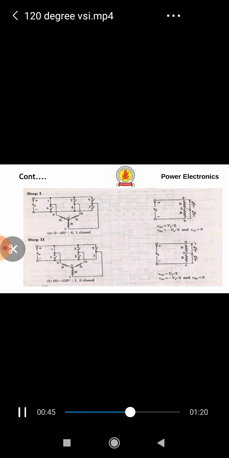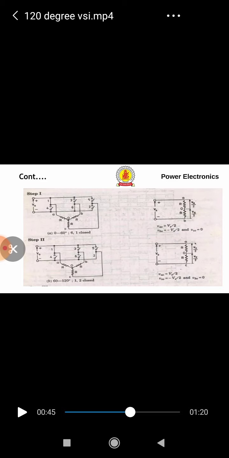As we know, the line to neutral voltage waveforms from figure B are: VAO equal to Vs by 2, VOB equal to Vs by 2, or VBO equal to minus Vs by 2, because VAO equal to minus VOB, and VCO equal to 0 because no thyristor is conducting. This is figure B, step 1.